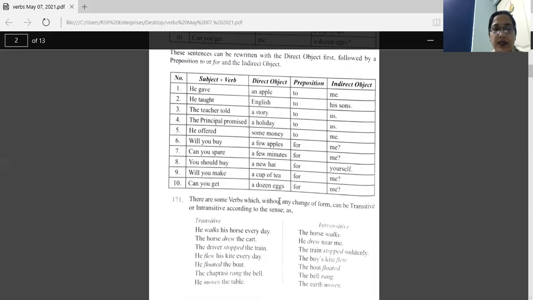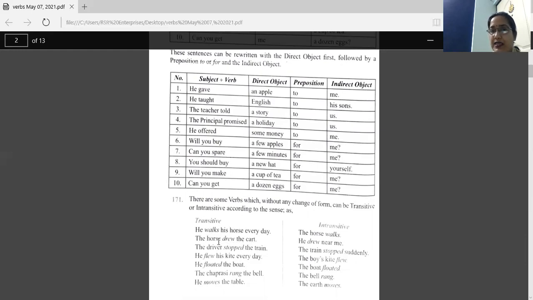Now, next point. There are some verbs which, without any change of form, can be transitive or intransitive according to the sense. Let's see. Here we have some sentences. On one side we have transitive and on the other side we have intransitive verbs. He walks his horse every day. So here he is the subject. And one more thing I have to tell you, what is subject and predicate. So he is the subject and walks his horse every day is the predicate.